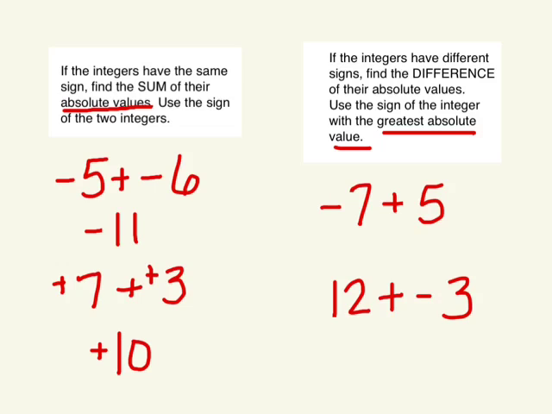So we have to find the difference of 7 and 5, which is 2, and we keep the sign of the larger absolute value, which would be 7. So it becomes a -2 for our answer.